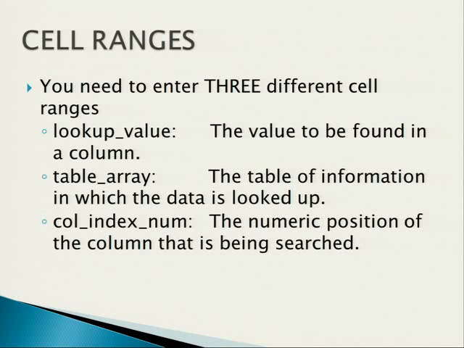First again, and you see just like the HLOOKUP, we have a lookup value: the value to be found in a column. Now here usually the first table that you are working with and the VLOOKUP table that you get, this is the table that is the same in both of these. Then the table array, the table of information in which the data is looked up, and again we get the column index number. That is the numeric position of the column that is being searched.